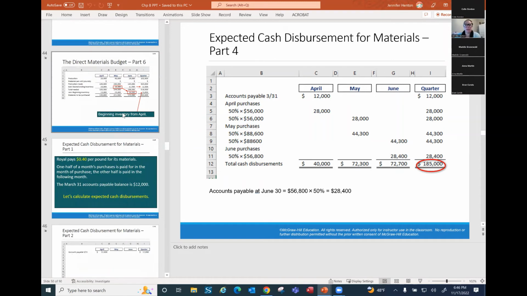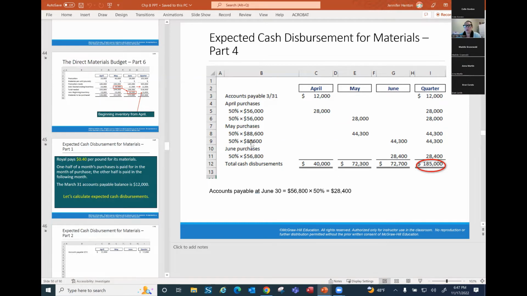So remember, May was 221,500. That's how many pounds that we needed to purchase, and it's 40 cents per pound. So that is where the 88,600 is coming from. That's how much it costs to buy that many pounds: 88,600. So 221.5 times the 40 cents. The 40 cents was given to us. That's how much they told us it was going to cost. And then the 221 is what we calculated for the direct material budget.